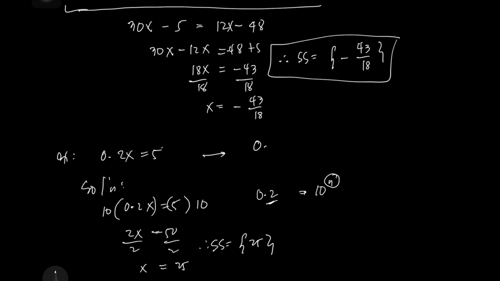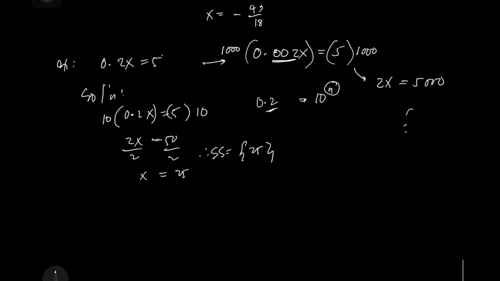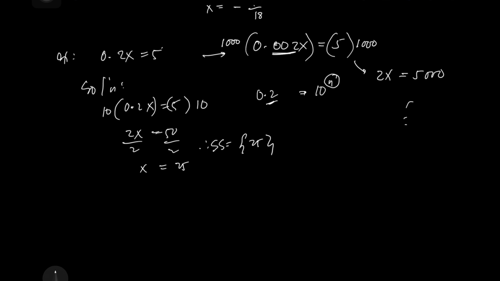So meaning if this is 0.002x = 5, what we're going to do is multiply by 10 to the power of the number of digits after the decimal. In this case, we have 3. So we multiply by 1, 2, 3, 1,000 on both sides, to make it 2x equal to 5,000. And then you proceed with your solution using the properties of equality.